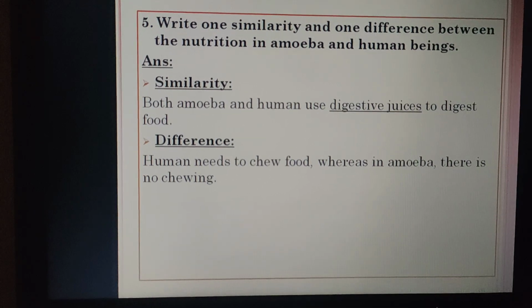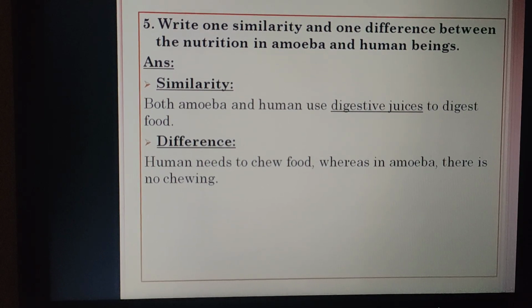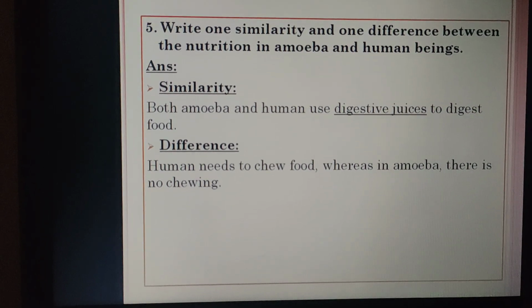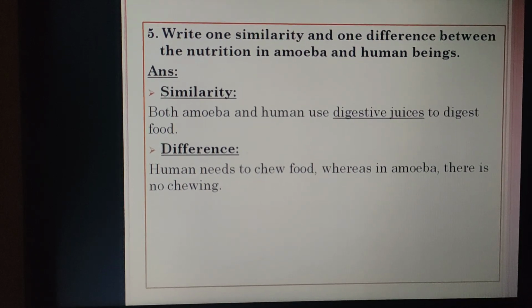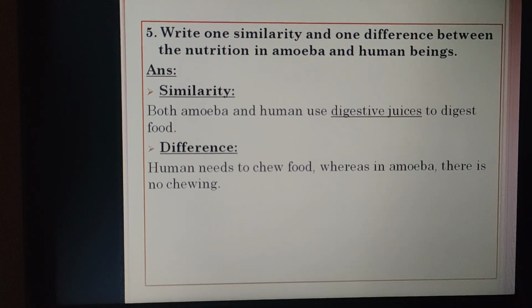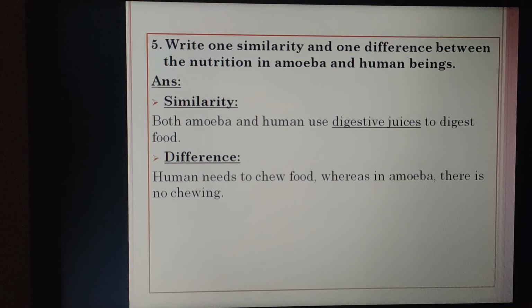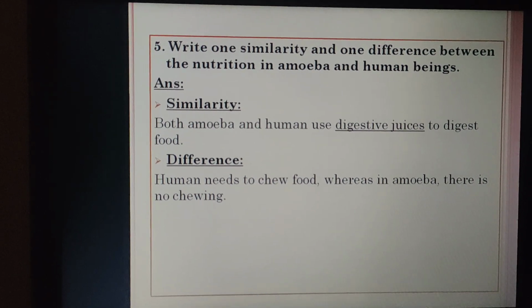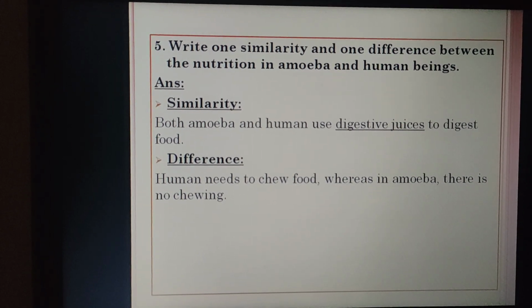So this is the difference: human beings need to chew food with the help of their teeth, while amoeba does not have any teeth, hence no chewing, and directly engulfs or consumes the food. So this is one similarity and one difference.